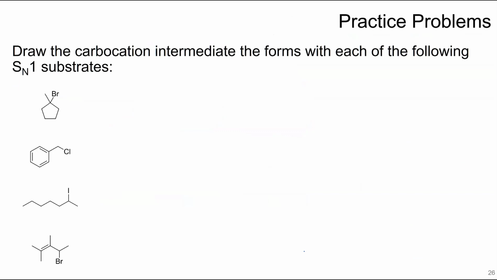Okay, so for these practice problems, draw the carbocation intermediate that forms with each of the following SN1 substrates. This is my leaving group. I'm just going to label all of these. This is an I here. And the first arrow for all of these is loss of the leaving group. So the electrons between the halogen and the carbon will go onto there. So that one is a tertiary carbocation.